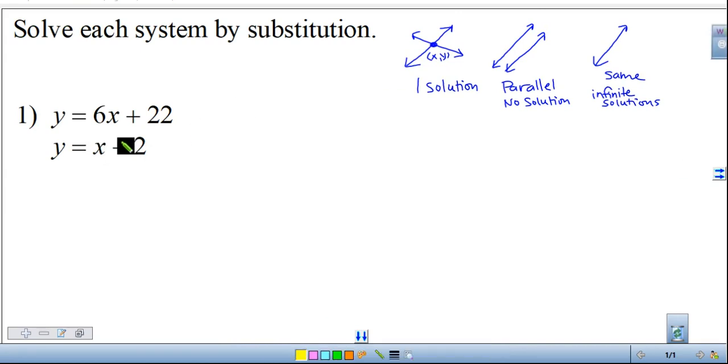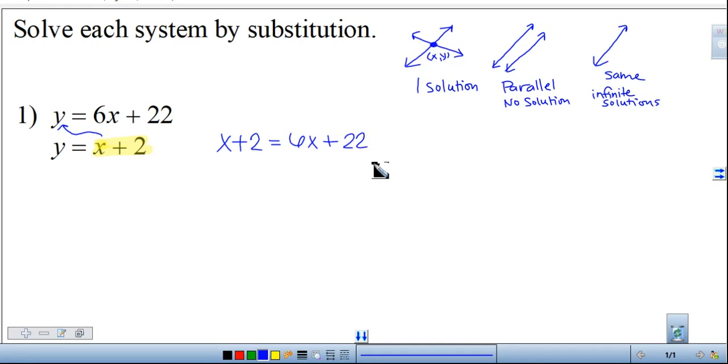I could take the second equation, and since y is equal to x plus 2, I could take this value and substitute it for y in the first equation. That would give me x plus 2 equals 6x plus 22.